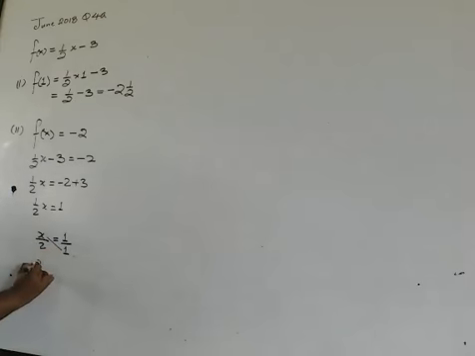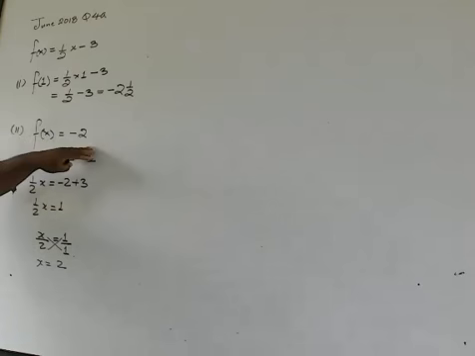If I have one fraction equal to one fraction, what do I do? So x is equal to 2. So the value of x for which f of x is equal to minus 2 is x equal to 2. When x is equal to 2, f of x is equal to minus 2. That's what the question is saying.